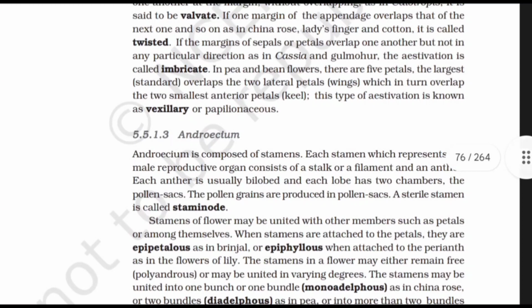Androecium. Androecium is composed of stamens. Each stamen, which represents the male reproductive organ, consists of a stalk or a filament and an anther. Each anther is usually bilobed and each lobe has 2 chambers, the pollen sacs. The pollen grains are produced in the pollen sacs. A sterile stamen is called a staminode.